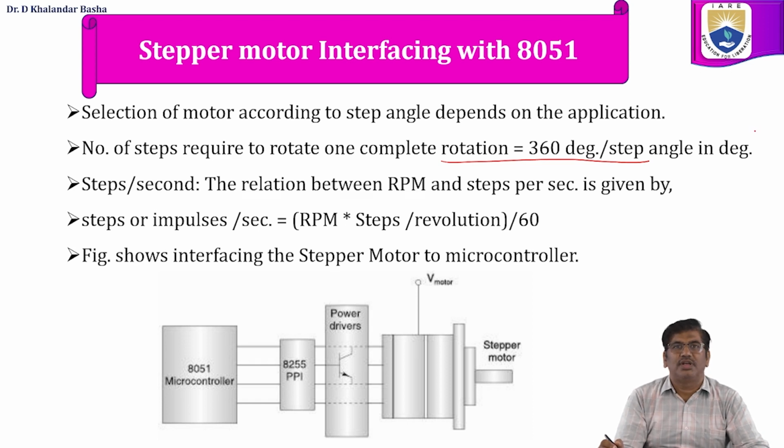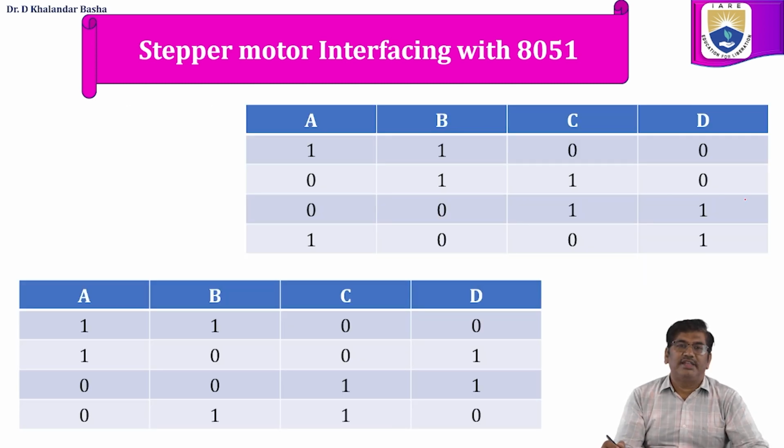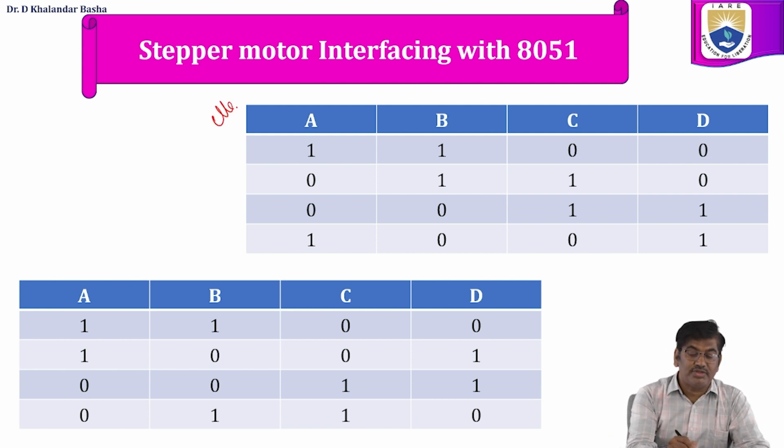The figure shows the interfacing of a stepper motor to the microcontroller, where the microcontroller is connected to the stepper motor using 8255, which is a programmable peripheral interface, through which the pulses will be sent to the stepper motor. This is the excitation table for the windings, whether we go for a clockwise rotation or anti-clockwise rotation. For clockwise rotation, we can give the pulses either with single winding excitation or double winding excitation.